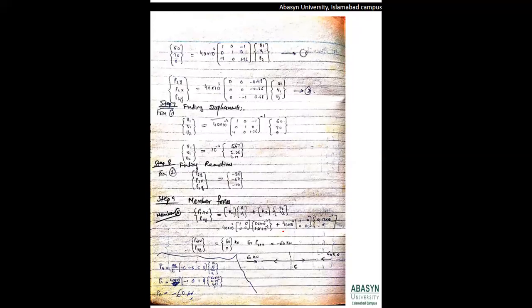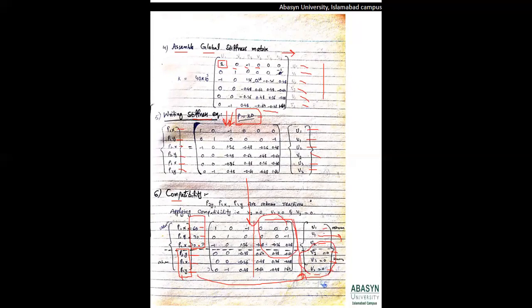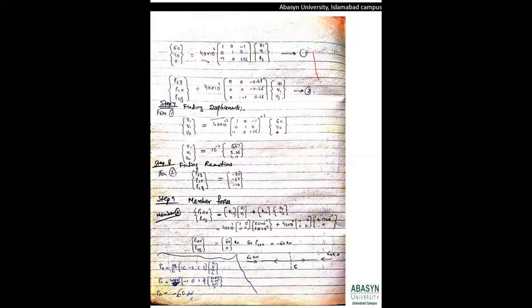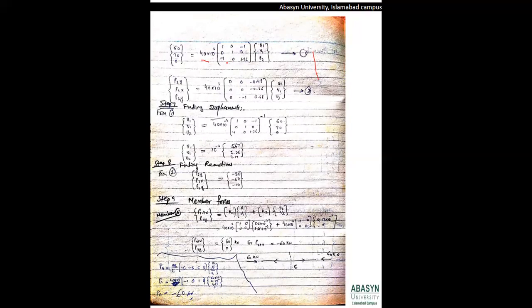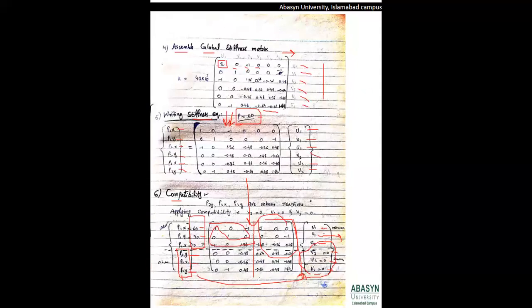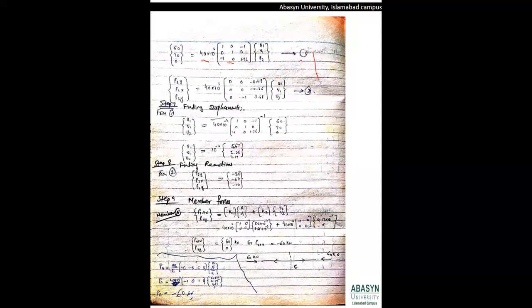Once we apply these values of the knowns and unknowns, we come out with two equations. That is, 60, 90, and 0 comes out to be 40 into 10 raised to power 3 into this first 3 by 3 matrix, which is 1 0 1, 0 1 0, minus 1 0 and 1.36. And it is going to multiply with U1, V1, and U2. We call it equation 1.